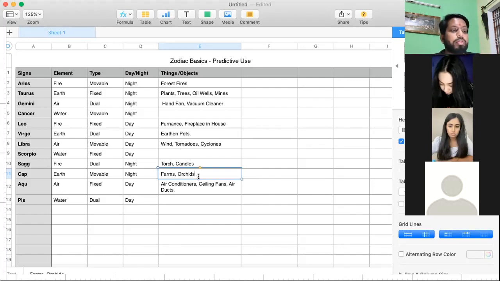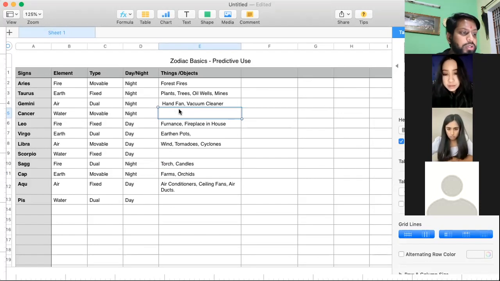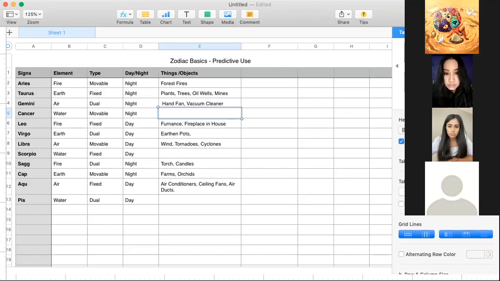Okay, now the one on the planet has left. Now you guys have to tell me this. I will not tell, this is very easy. Water movable, water fixed, and water dual. Who will tell me? Like the ocean. In which category will it come? Movable? Cancel?